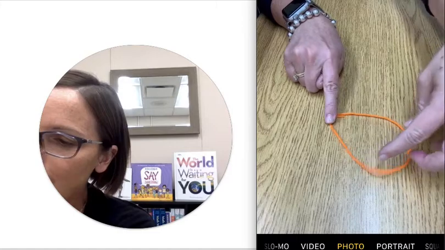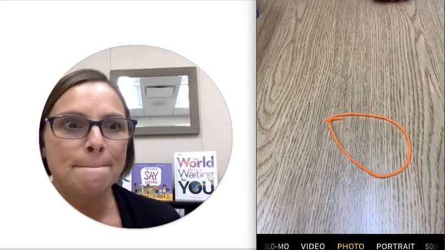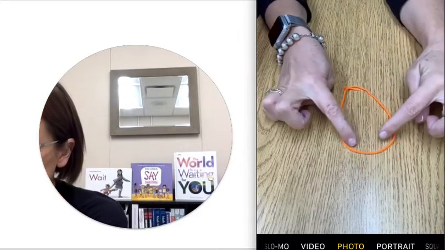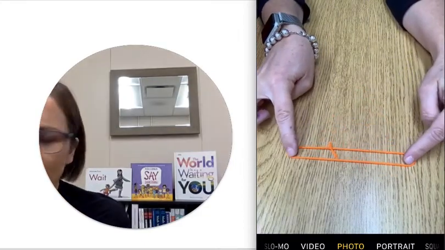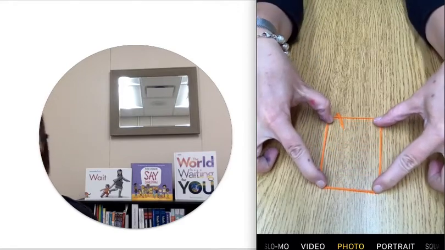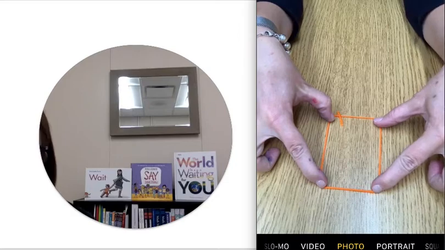Well, now I thought maybe we could make a rectangle. How many vertices do we need for a rectangle? Yes, we need 4. Okay, so I'm going to try 2 fingers on both hands to make a rectangle. And then we have to have those 4 straight sides, right? Okay, so I'm going to make a straight line here. Then I'm going to try to spread it out. Did I do it? This is tricky.